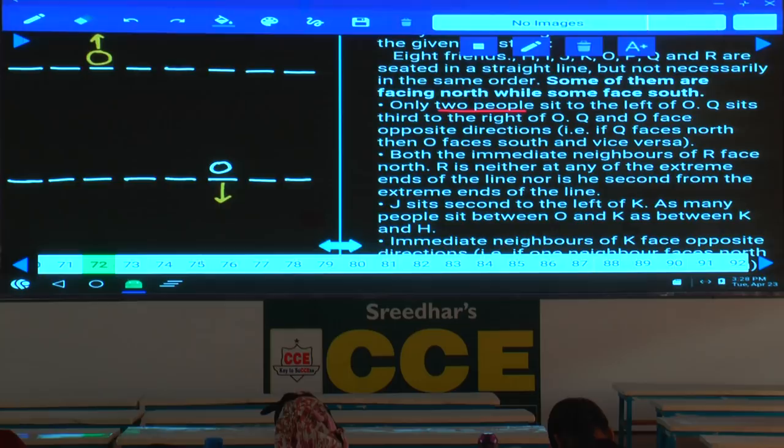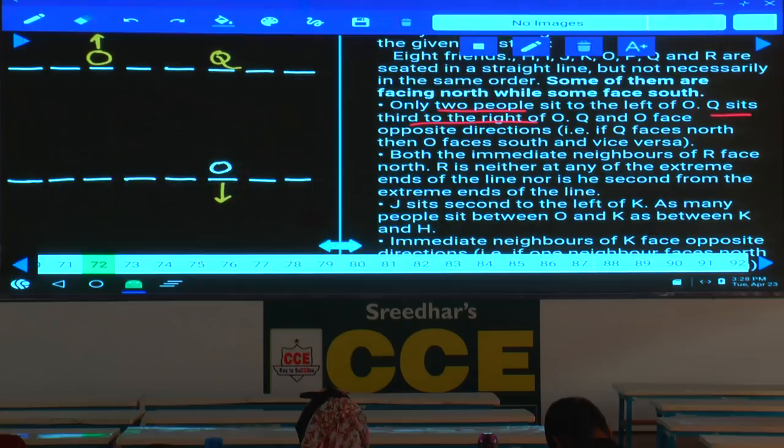Next condition, Q sits second to the right of O. Now in the first case, Q sits second to the right of O, Q must be here. And in the second case, Q sits second to the right of O, Q must be here.